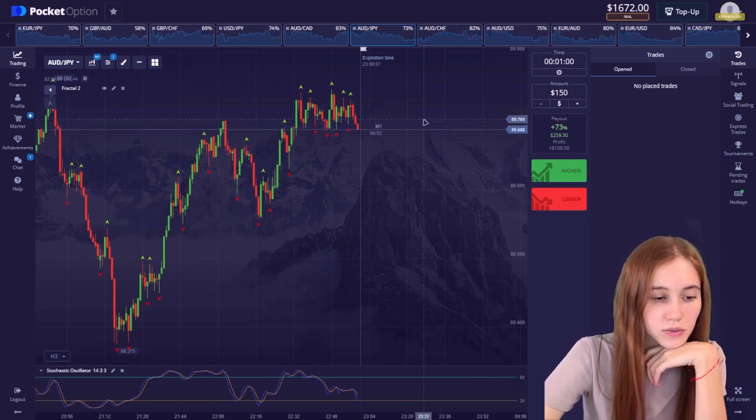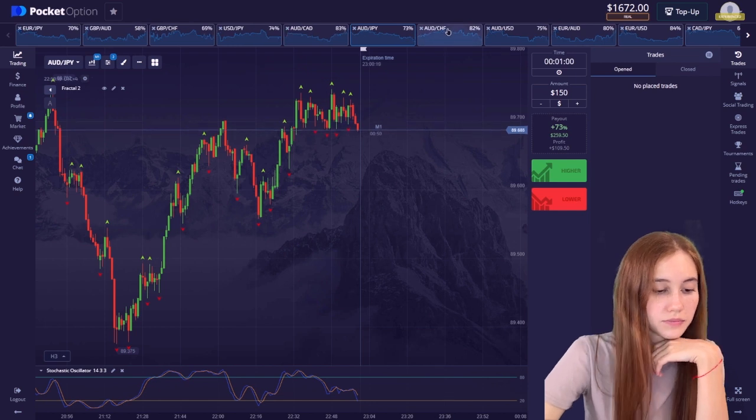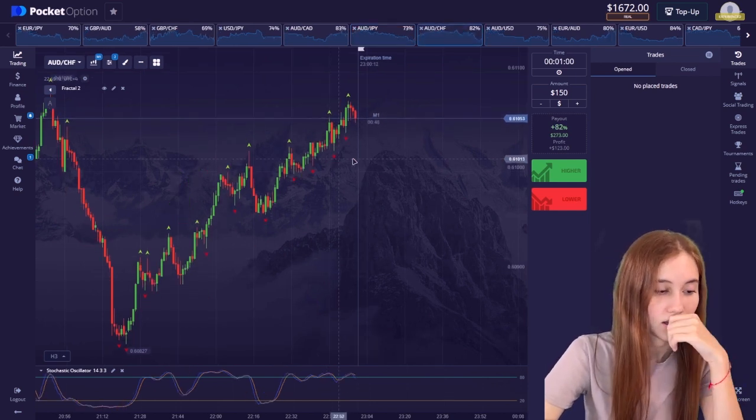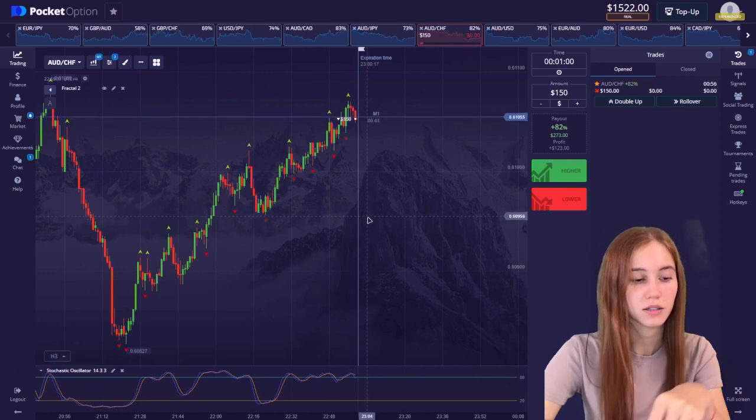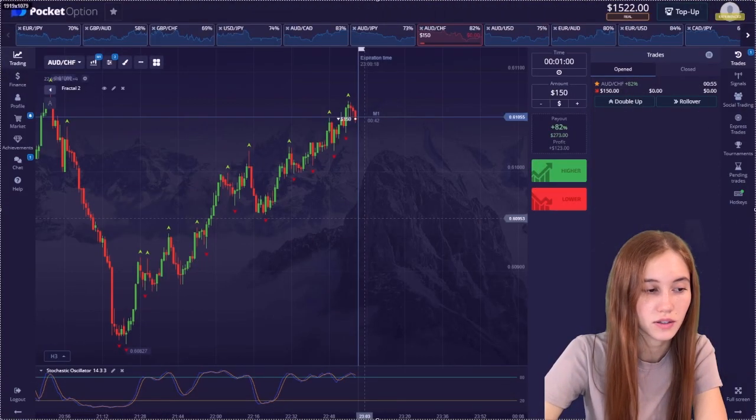Good balance for now, and let's move on. Here we're on the next concept. Let's also open down and start technical analysis. What we see here is the first thing.